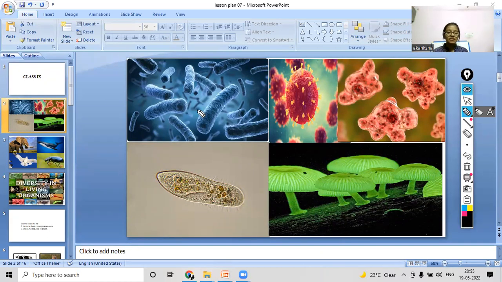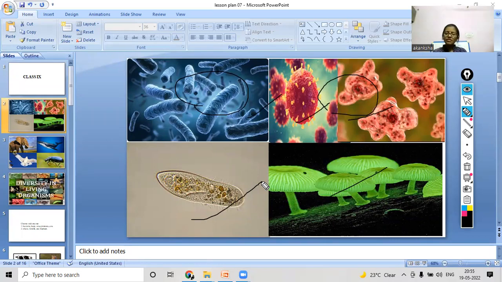Yes, these are the microscopic organisms. Some may be bacteria, some may be viruses. Yes, very good. Maybe protozoans, fungi, and this is paramecium. Yes, you all are right. You all named these organisms rightly. So these are all the microscopic organisms, right?